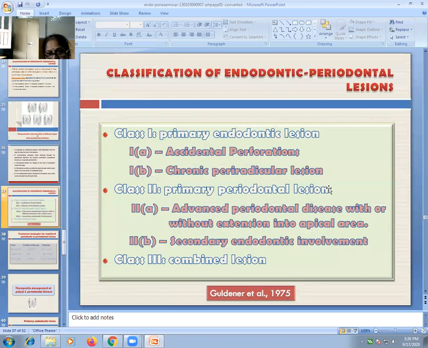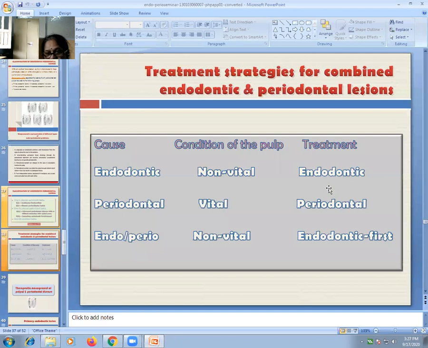This is classified into class 1, 2 and 3. Class 1 is a primary endodontic lesion, which can be accidental perforations or chronic periapical lesions. Then class 2 is a primary periodontal lesion, that is advanced periodontal disease with or without extension to the apical area, then secondary endodontic involvement. The next one is class 3, the combined lesions.